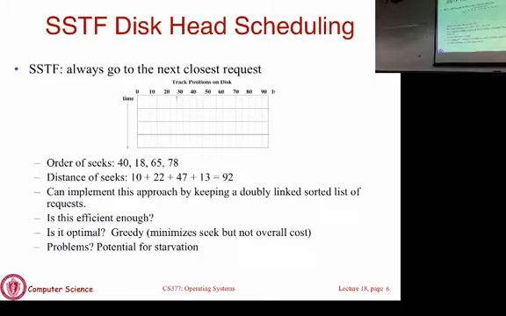If you have a heavy load and there is a constant stream of requests coming in, and some of those requests happen to be close to the disk head, some other requests that are further away will starve. Is that clear?